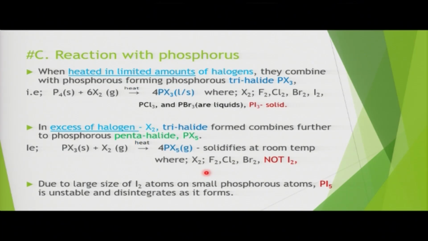Lastly, we are ending with reaction with phosphorus. Simple. Get a halogen, heat it in a limited amount of phosphorus, then you will get phosphorus trihalide, depending. If you have chlorine, then it becomes phosphorus trichloride. If it is bromine, it becomes phosphorus tribromide. And in excess, it forms a pentahalide, like phosphorus pentachloride, and so on. So that is it for today.